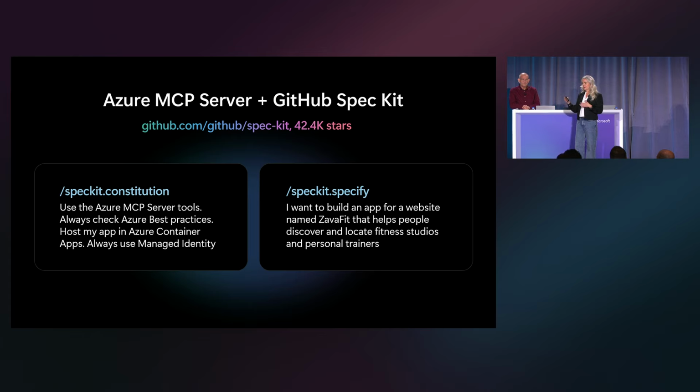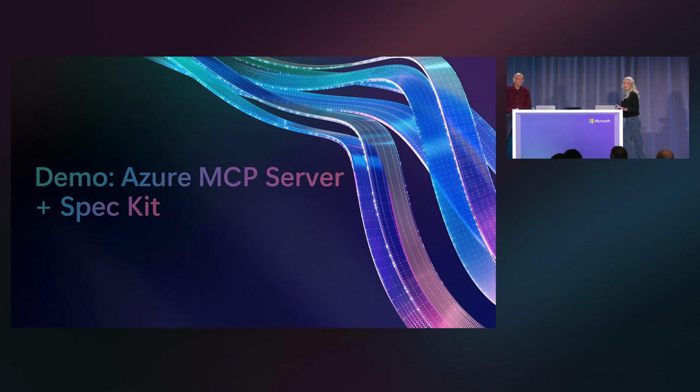And then specify, this is the command where you actually describe what you want to build, and you start to spec out the capabilities. So we're going to build a website. It helps people locate fitness studios and trainers. And so this is an example of where we start. OK, let's go back to VS Code.